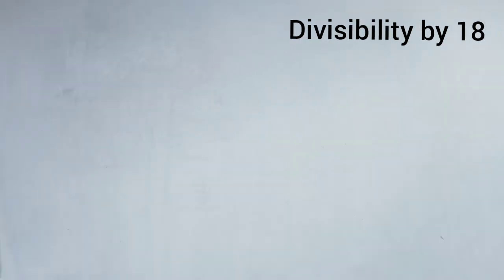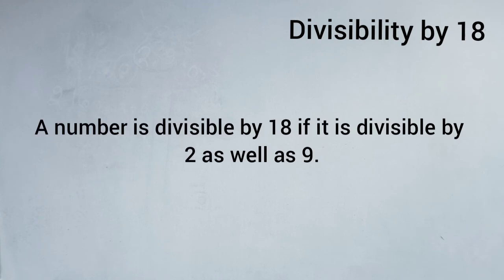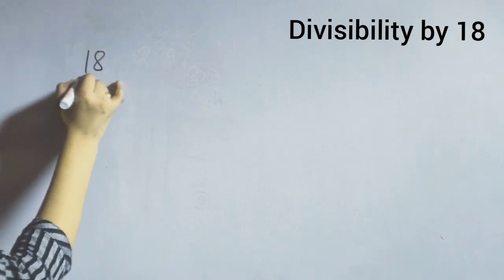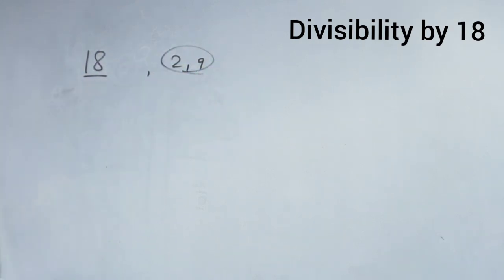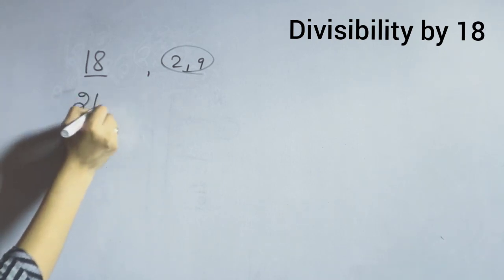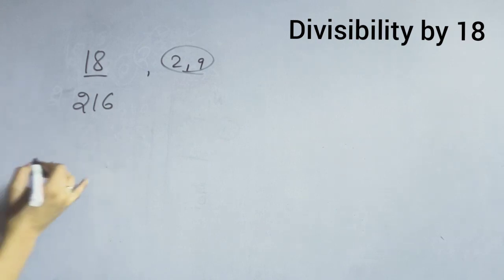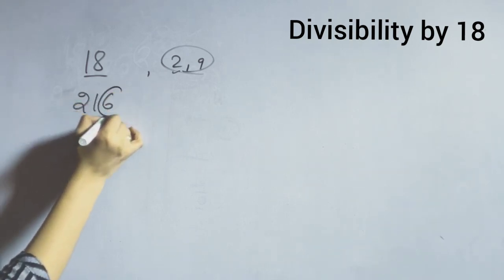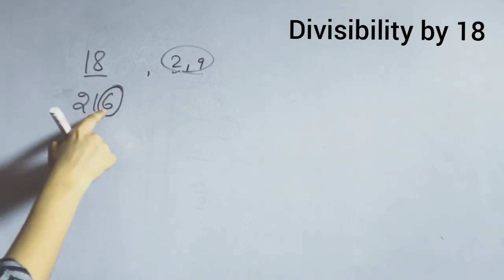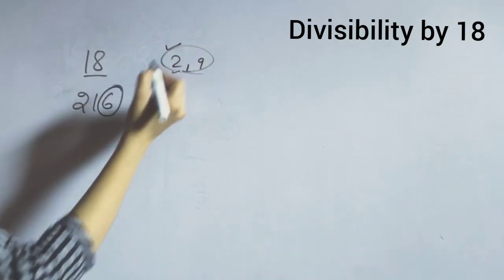Now students, we will discuss divisibility by 18. A number is divisible by 18 if it is divisible by 2 as well as 9. 2 and 9 both. Dear students, if you have a number 216 and you have to check this number is divisible by 18 or not. So firstly we will check it for 2. So what is the divisibility rule for 2? The last digit should be even. 6 is an even number, so it is divisible by 2.